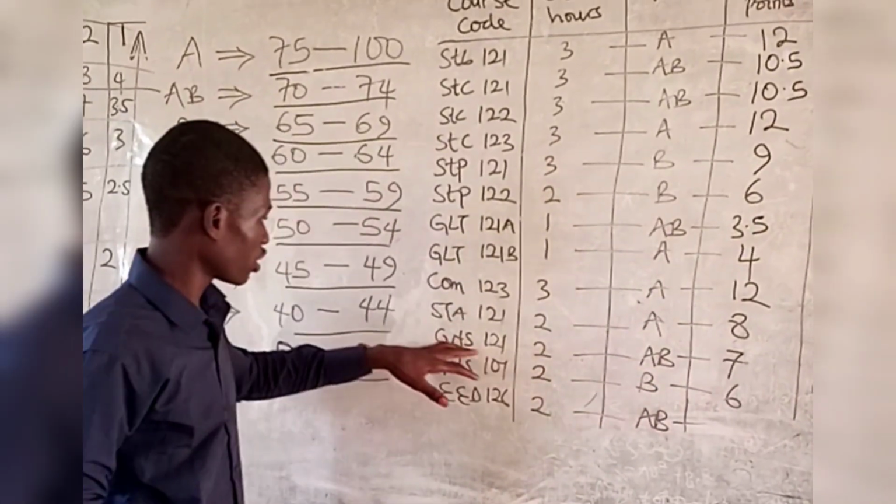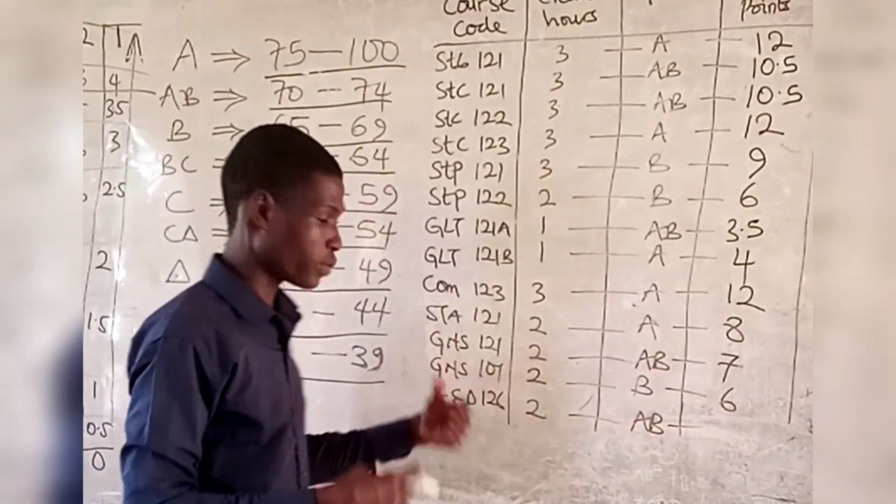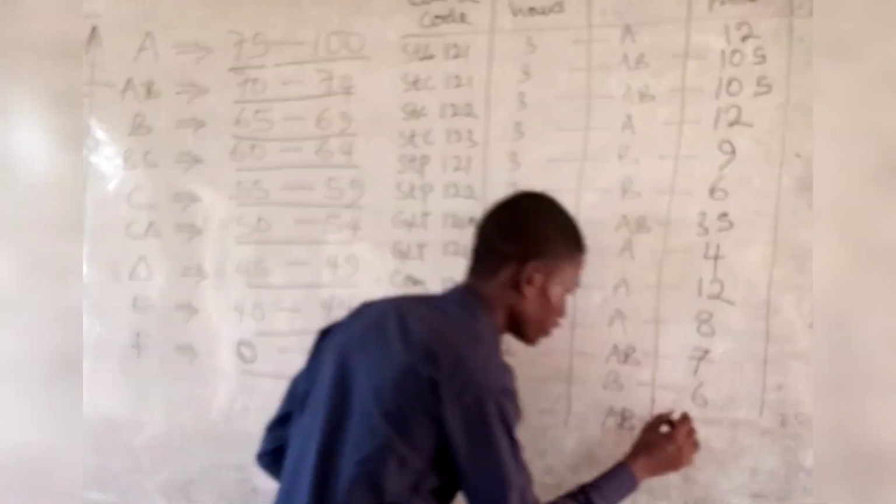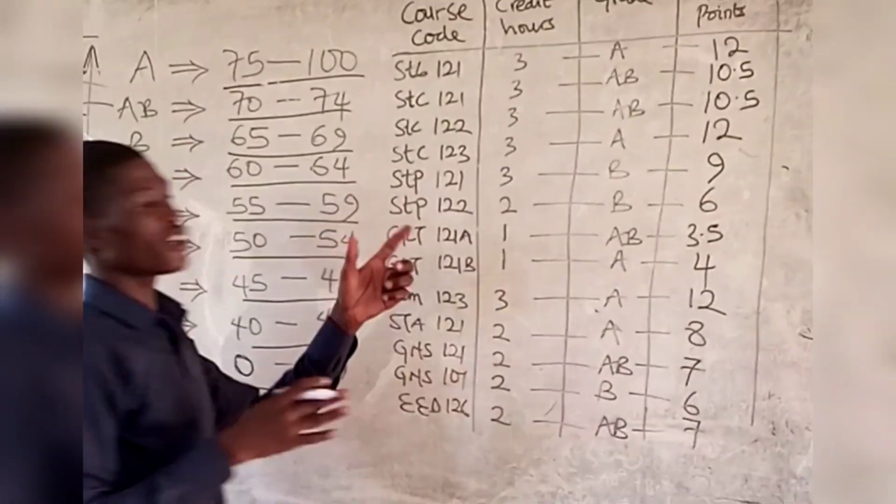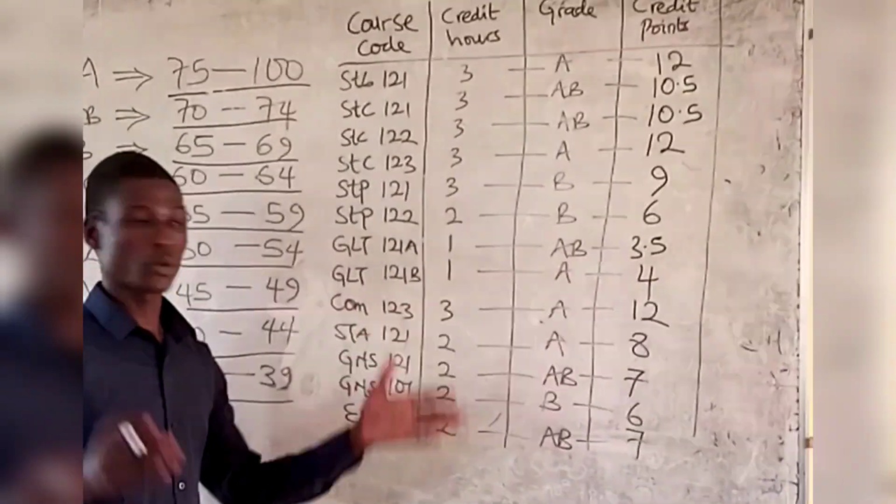And as you can see, GS 121 also is AB grade. So I want to take you back to the chart. We'll just duplicate the score, which is 7. So we're at the verge of calculating your GP. That's the main purpose of this video.